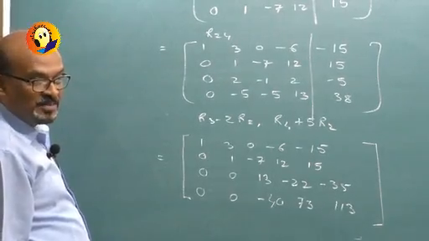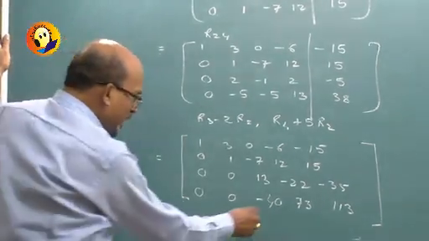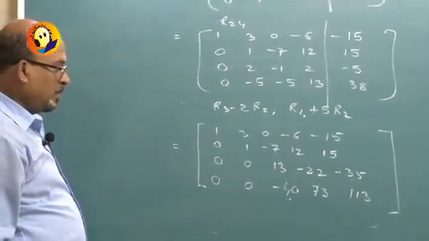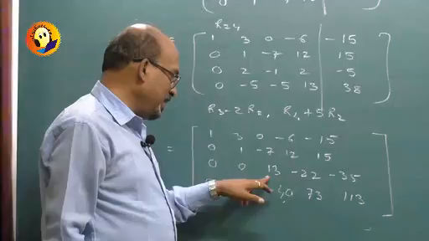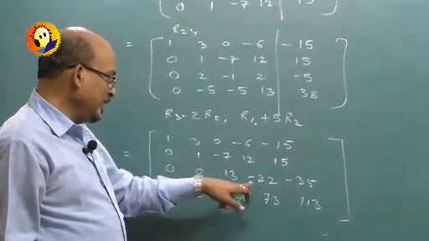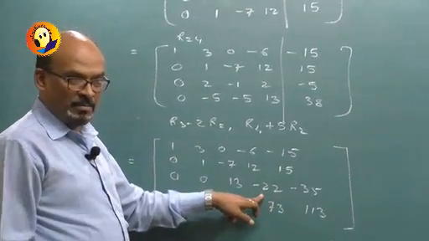What do we do next? We want to make this element 0. And I can clearly see that there is a possibility of getting a root, like this is minus 1 and this is plus 1. I can see it.